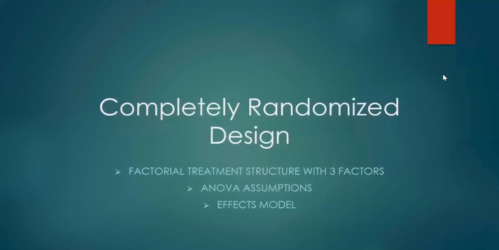In this video, we are going to learn how to write a model for a CRD, or completely randomized design, with a factorial treatment structure consisting of 3 factors. We will also discuss interactions amongst the factors and check all ANOVA assumptions necessary. So let's get started with an example.